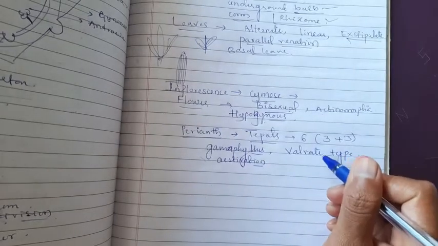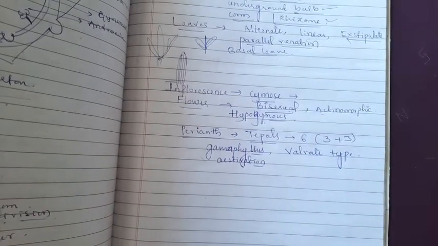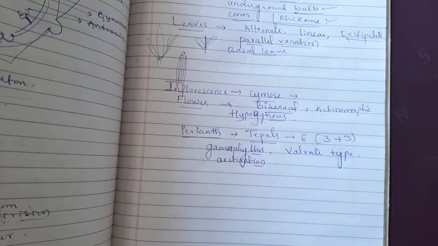Tepals are 6, they are arranged in 3+3 condition. Gamophyllous means all the tepals are fused. Then valvate type of estivation. Valvate type of estivation we can see in the Liliaceae family, okay.